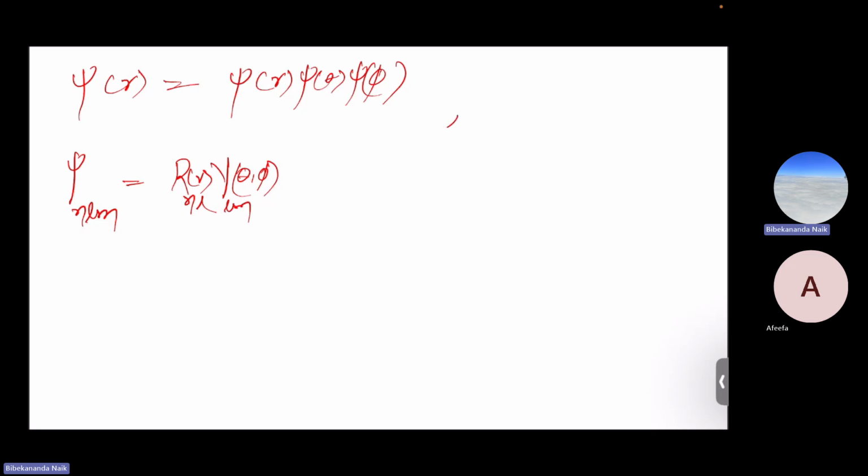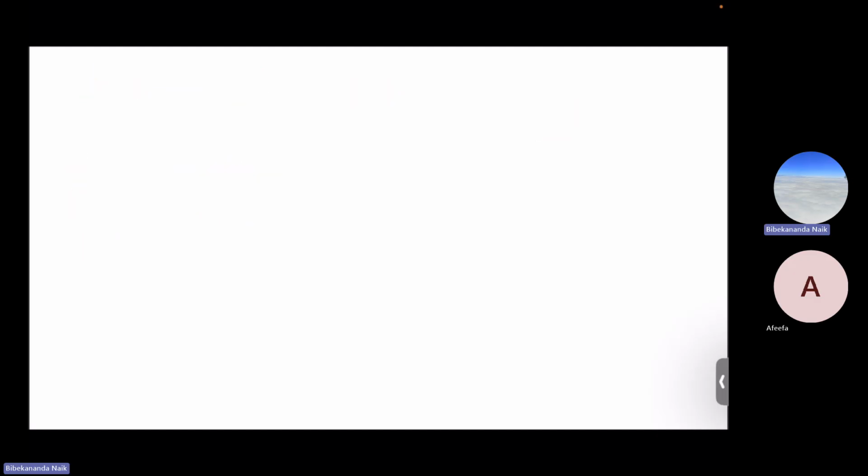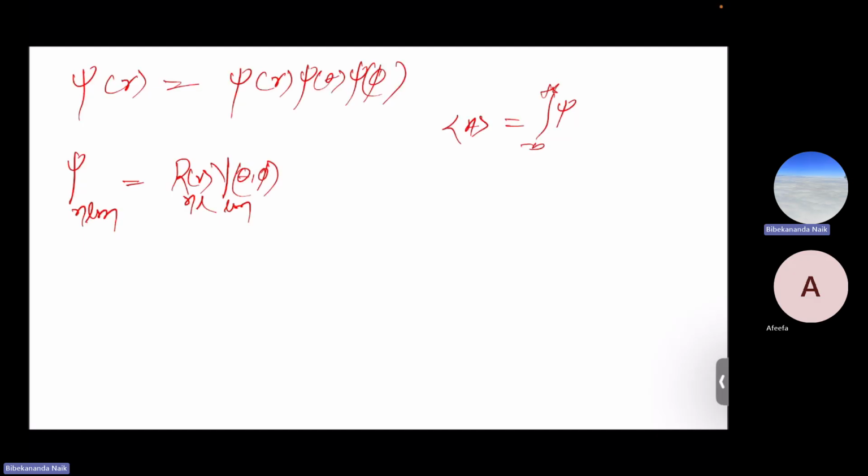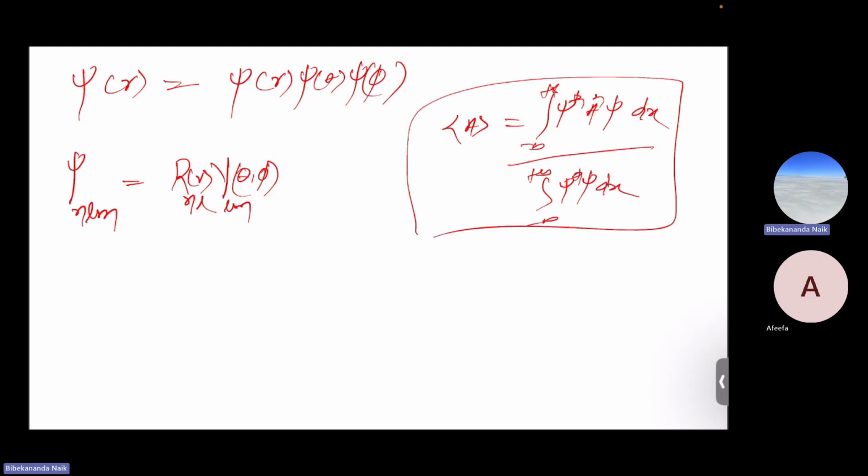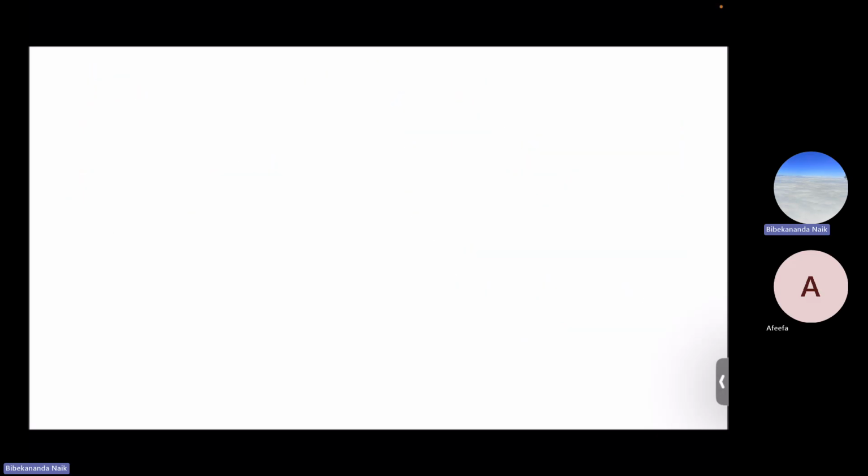So the expectation value or average value, suppose we want to find the expectation value of A, will be written as the integral from minus infinity to plus infinity of psi star A cap psi dx divided by the integral of psi star psi dx, and it is called the average value or expectation value. Then after that we discussed the concept of molecular spectra.